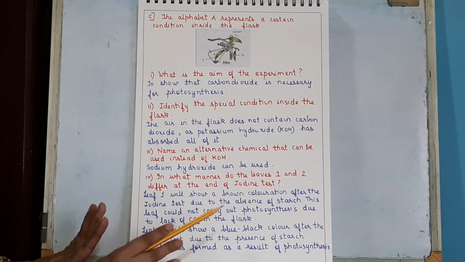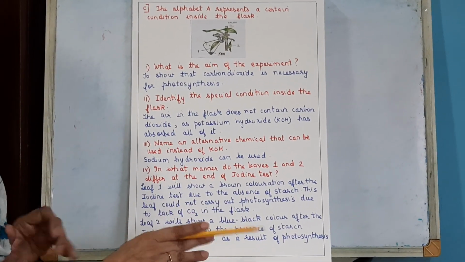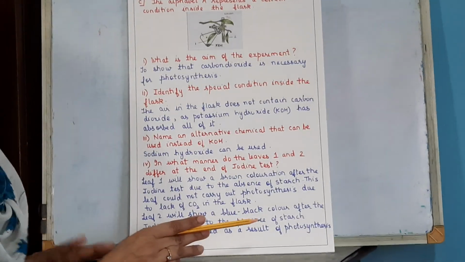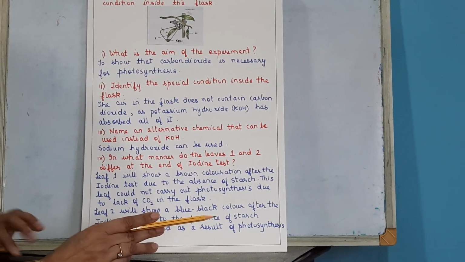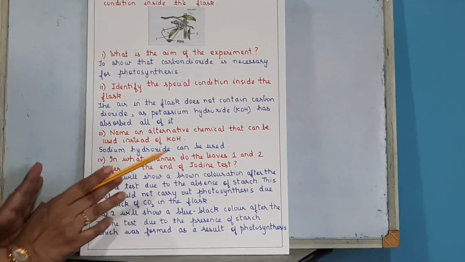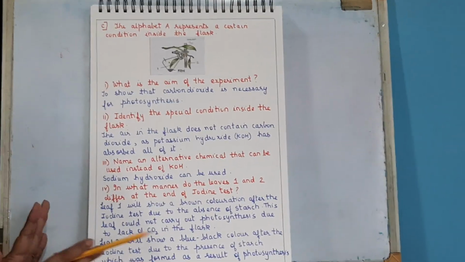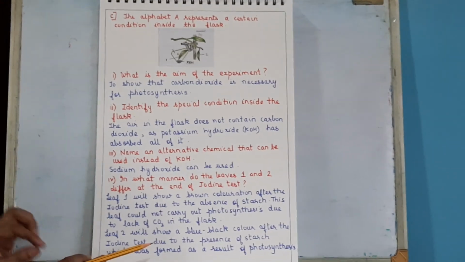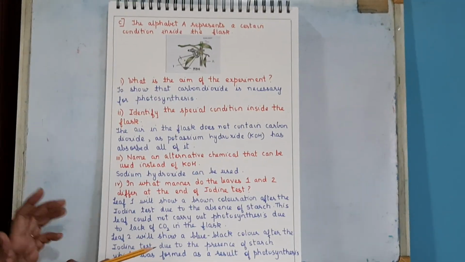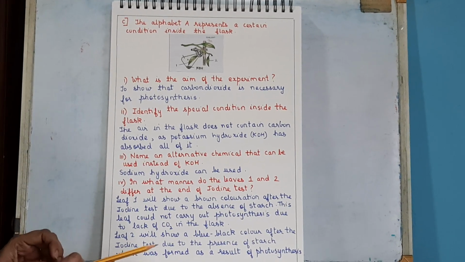Now apart from these questions, sometimes general questions like define the physiological process, give the balanced equation for it, or what are the uses of that physiological process, such questions also can be put here. Okay, but we have already covered those questions, that's why I have not included them here. Now we'll have a look at the last experiment, that is the next aspect.